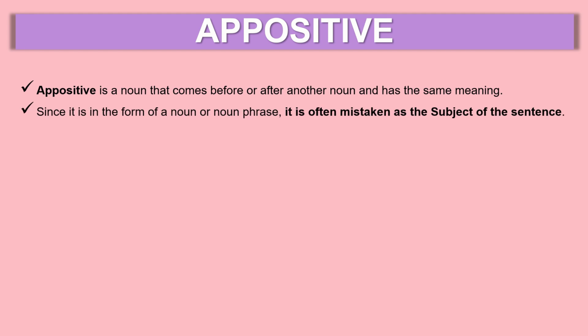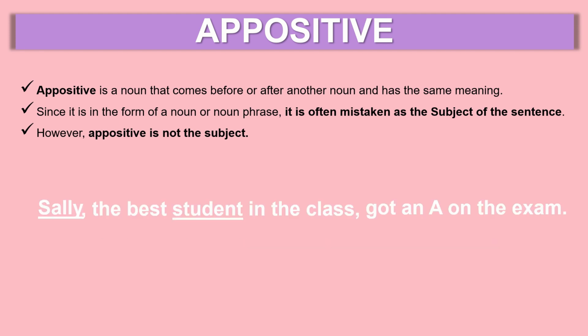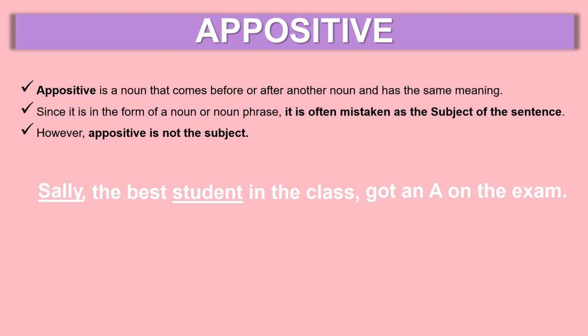Since it is in the form of a noun or noun phrase, appositive is often mistaken as the subject of the sentence. However, the appositive is not the subject. Look at the sentence. Sally, the best student in the class, got an A on the exam. In this sentence, Sally and the best student in the class is the same person. The best student in the class is Sally. Who is Sally? Sally is the best student in the class.